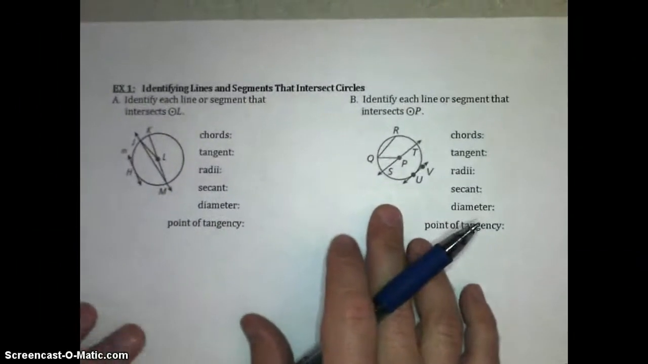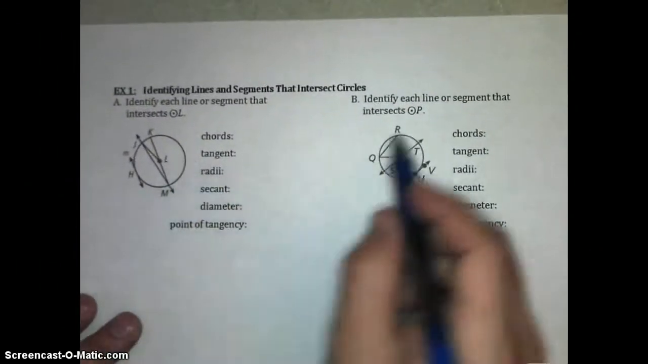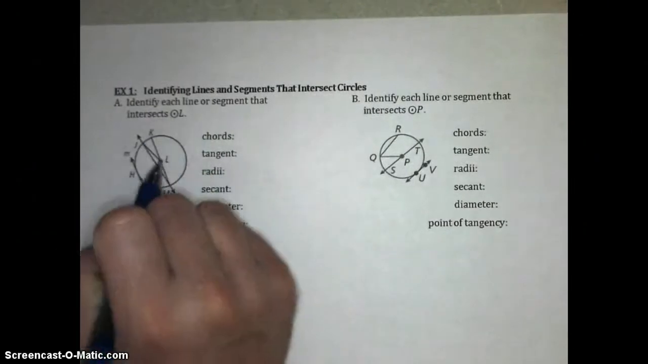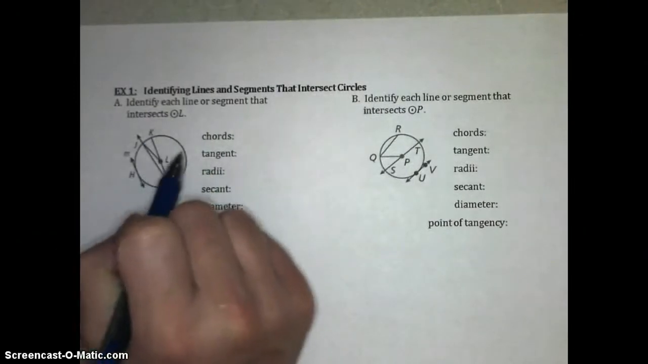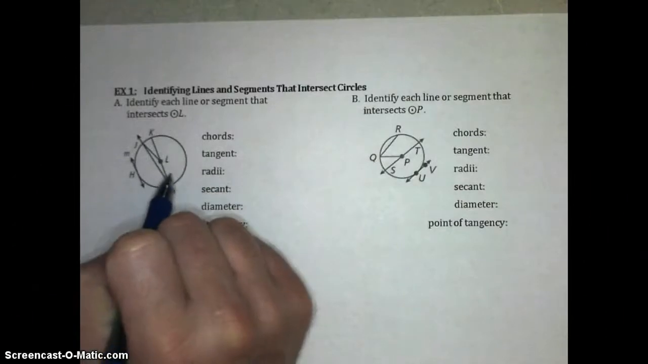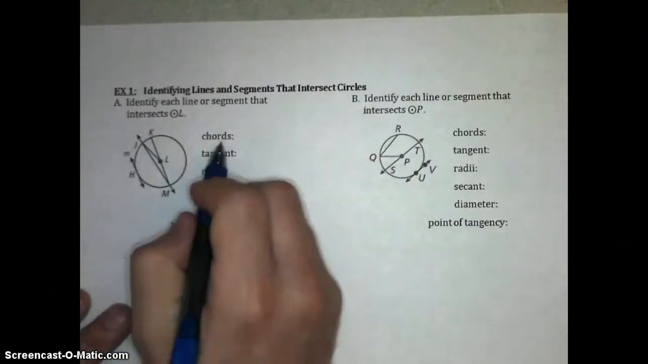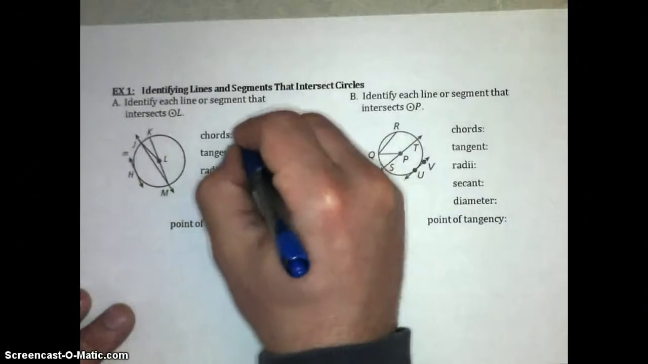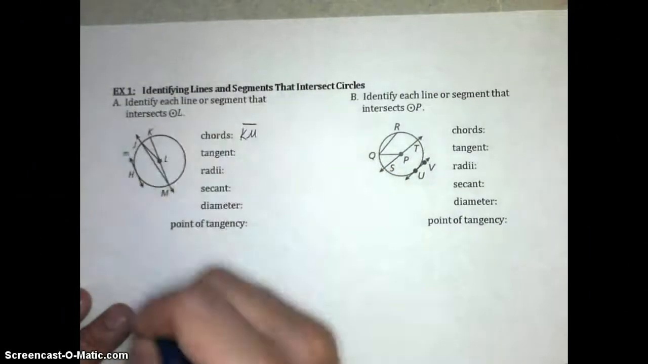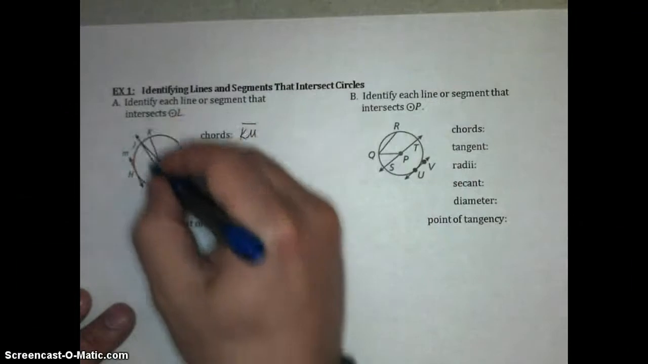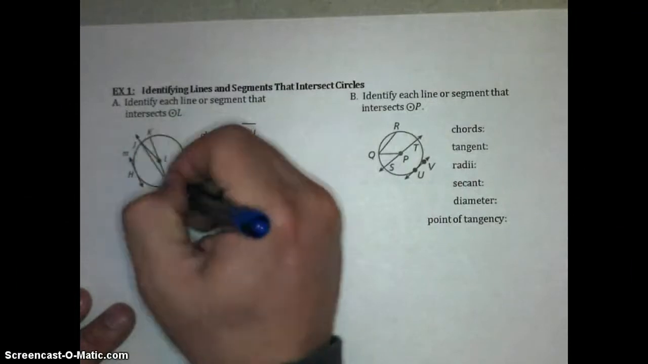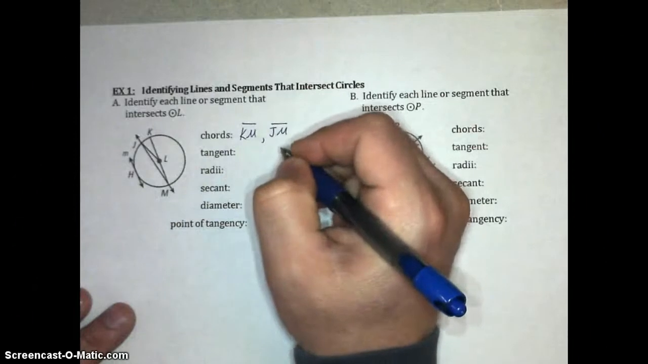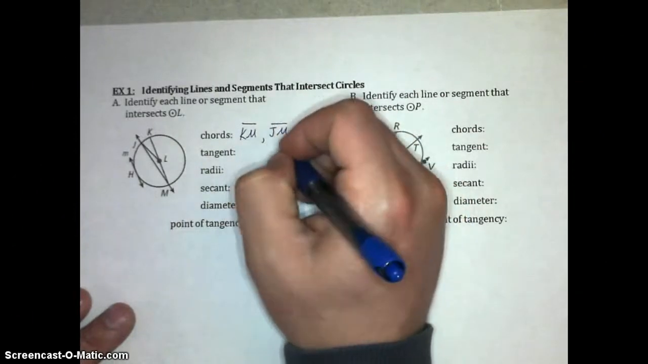So in this example, let's do 1A together. I'm going to do 1A with you, and then you need to pause the video so you can do 1B. We are given circle L. We want to identify all of the segments and lines that apply to each of these names. Remember, chords are segments whose endpoints lie on the circle. Well, that could be segment KM. That's a chord. Even though JM is a line, it also has a segment, JM, as part of it, so I can call JM a chord. And those are the only chords we have.